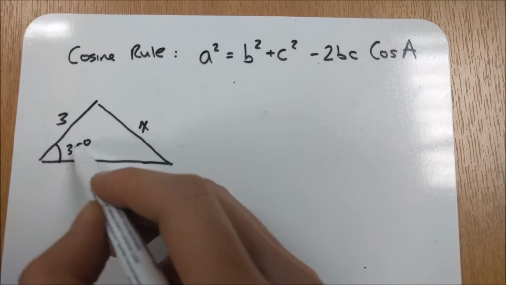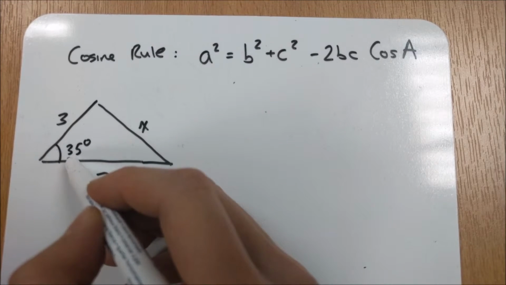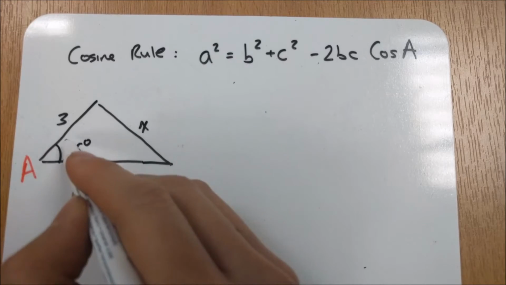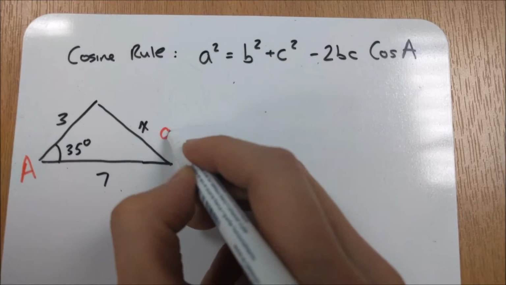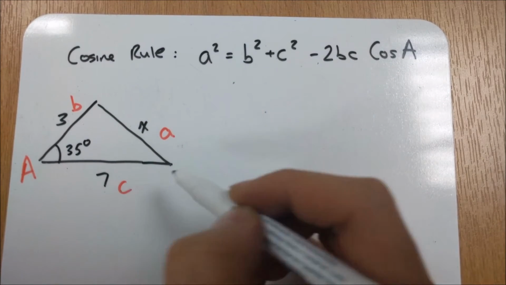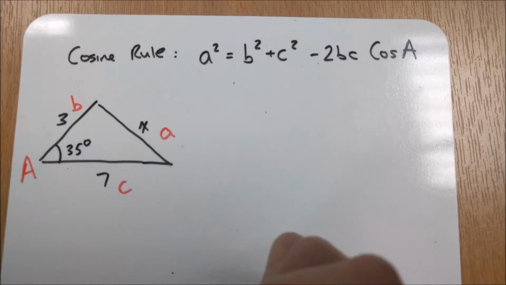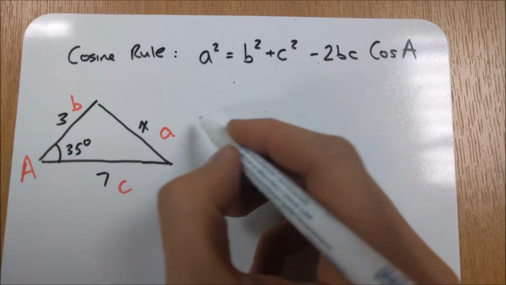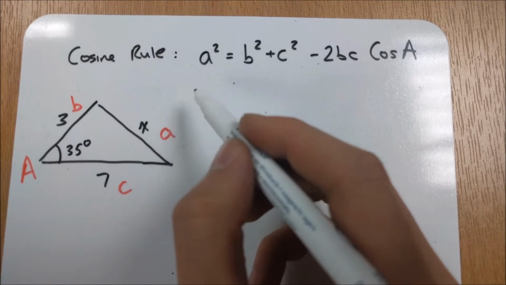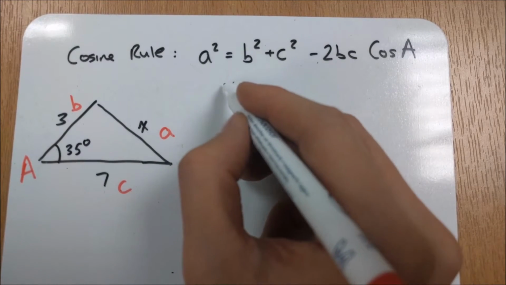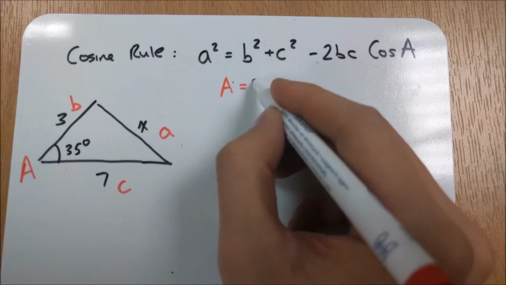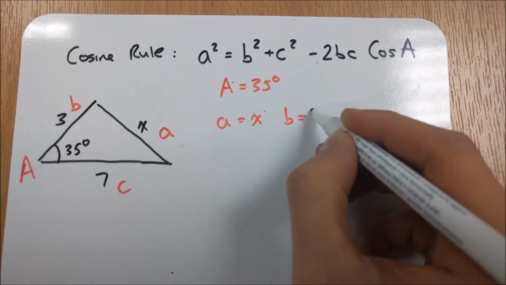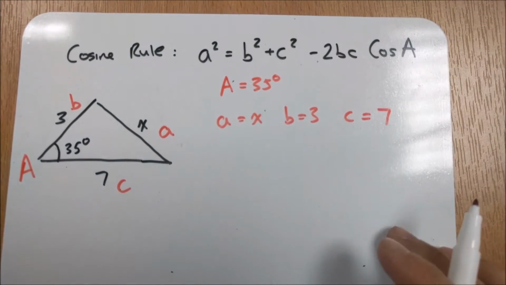So in this triangle, I know this angle, 35 degrees. Therefore, I have to label this capital A. Because this angle is capital A, this side will now be small a, and the two other sides will be B and C respectively. Again, for B and C it doesn't really matter which way around they go. It can be BC or CB, doesn't matter. Once you have labeled your triangle, you are going to write down what each of these values are. So capital A is 35 degrees, small a is my unknown x, small b is 3, small c is 7.